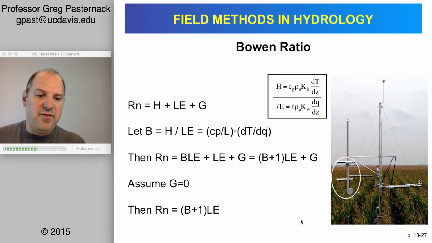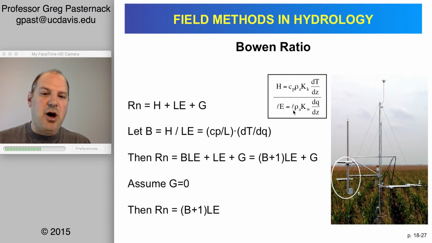So that takes us to a very common method called the Bowen Ratio. So if we begin with our energy balance equation, and now let's define a variable B as equal to the sensible heat flux over the evaporative heat flux. Then remember here I'm putting the two equations in these small boxes to show you. Density of air is in both equations, that goes away.